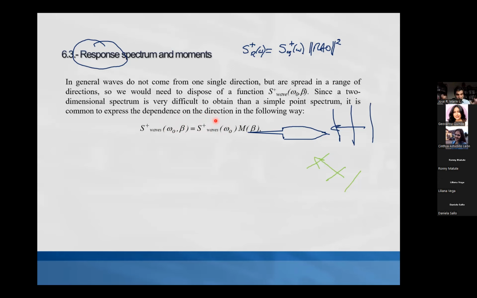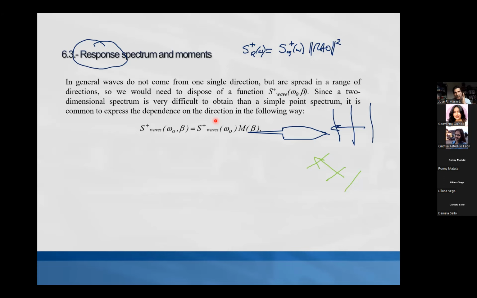But as we can probably see in real life, we cannot consider that all the waves are coming from one single direction, okay? They are spread. And this function, m as a function of beta, is the function that includes the spreading, these different directions from which you receive the waves in a ship, okay?